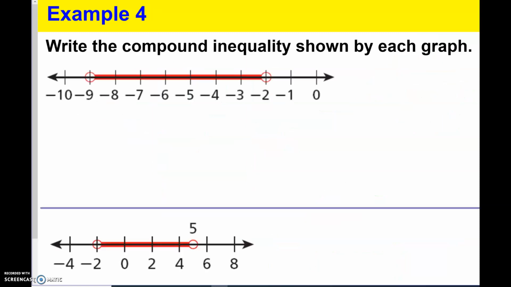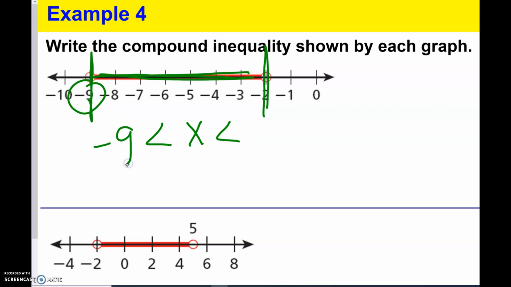All right, can you read this graph? Do you see how we are going between two numbers? Between the two numbers, we've got a -9 and a -2. Both of those circles are open. So I just go like this, okay, no lines underneath. And now I just fill in my numbers. -9 is the smallest one. It's already on the number line. And -2 is the biggest.